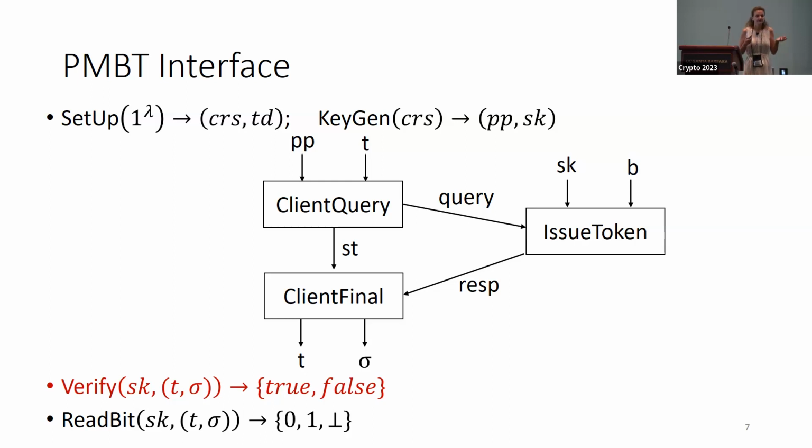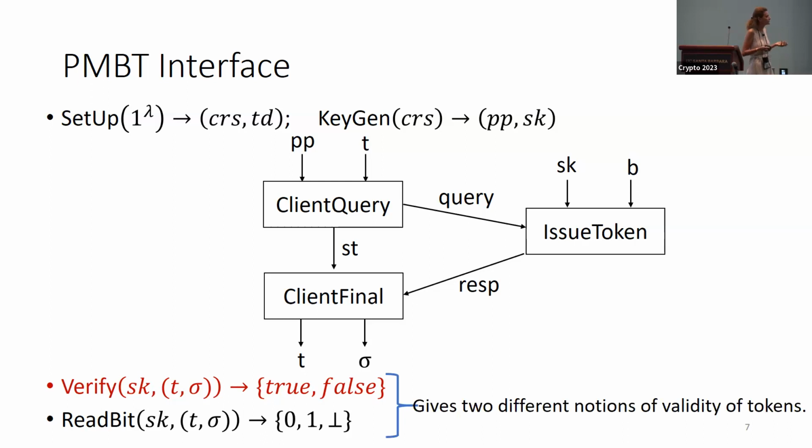So here is where our confusion starts, because this essentially gives us two different notions of validity of the tokens. I don't understand fully what validity of a token would mean in this case. Would it mean that verify returns true, which indicates that the token is valid and well-formed, or that read bit is returning a bit means that it is valid, or even there could be some other notions of validity or well-formedness of these tokens. So that's the first point, to start with, that might be a little bit confusing.